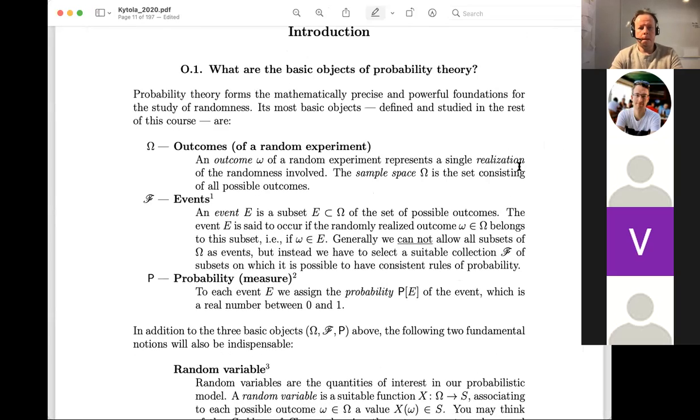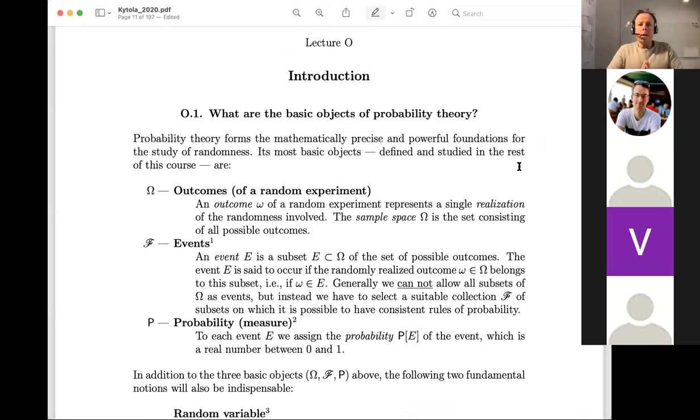Let's see. This is the introduction. Give me a green light if this is well visible for you. Now we will look at a little bit of the details. So yes, thank you. So that's the introduction.